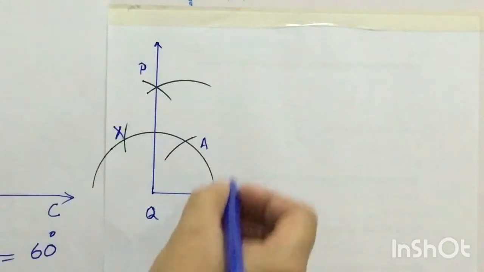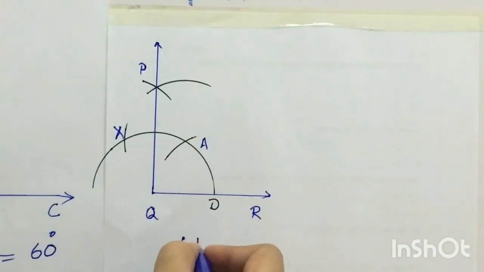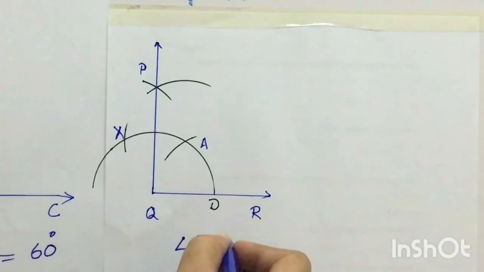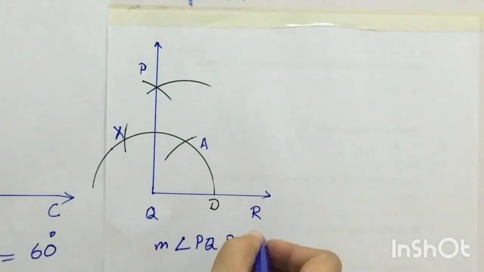Now I have angle PQR of measure 90 degrees.